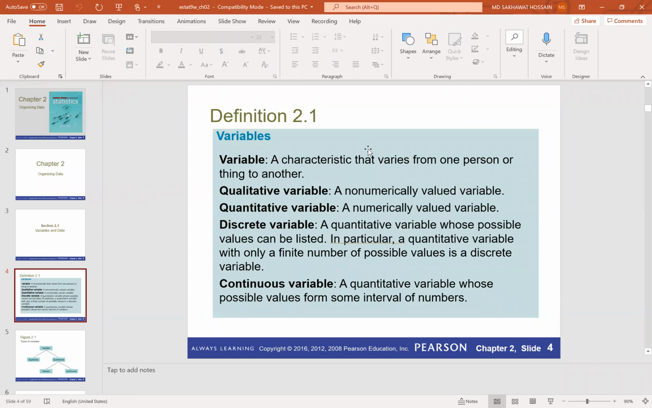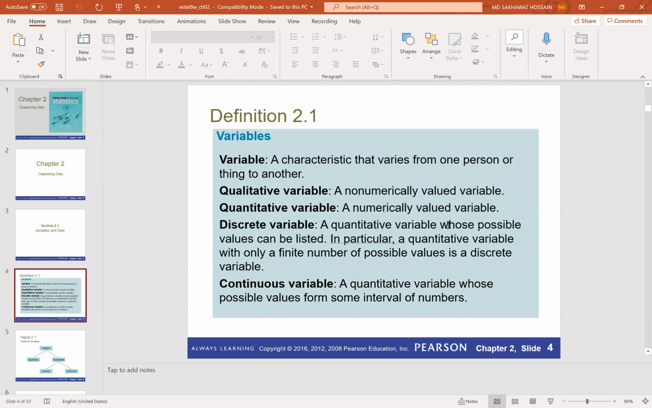First we can divide the variables into 2 types. The first one is qualitative and the second one is quantitative. What is a qualitative variable? A qualitative variable is a non-numerically valued variable. That means a variable which doesn't take any numerical value, only non-numerical values. For example, if the response is female or male, then it is a non-numerical variable, right?